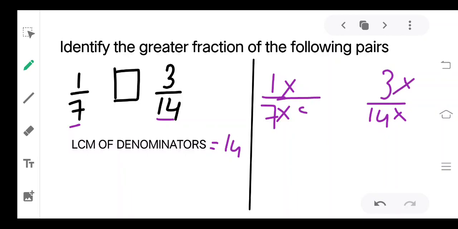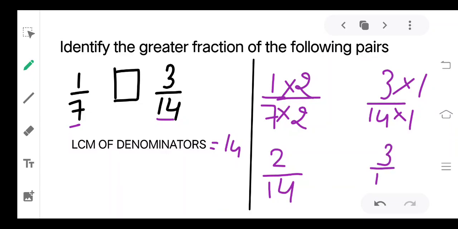7 2s are 14, 14 1s are 14. So for 2 upon, as you know, 2 1s are 2, 7 2s are 14, 3 1s are 3, 14 1s are 14. Now you can compare the numerators, 2 and 3. So 3 is greater, and our final answer is 3 upon 14 is greater than 1 upon 7.